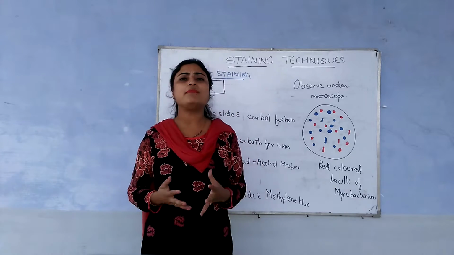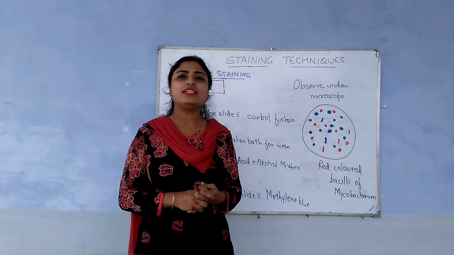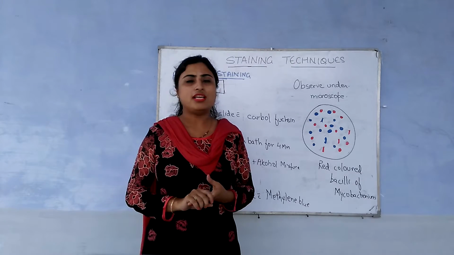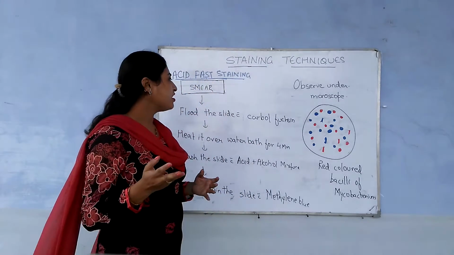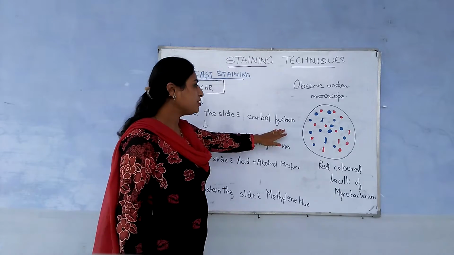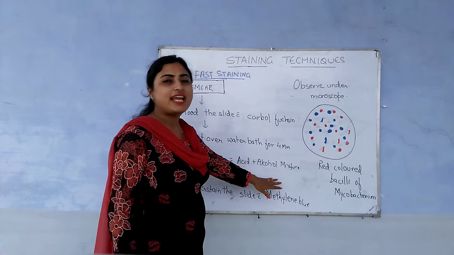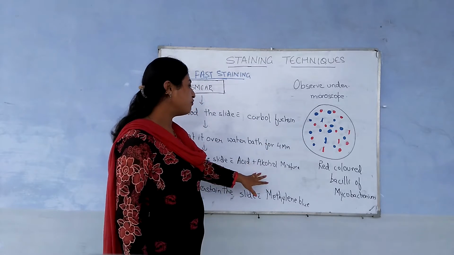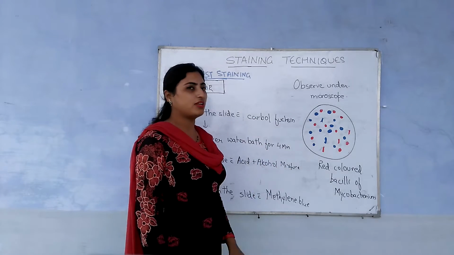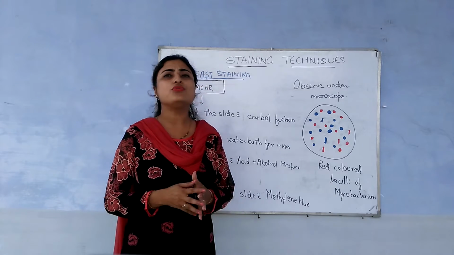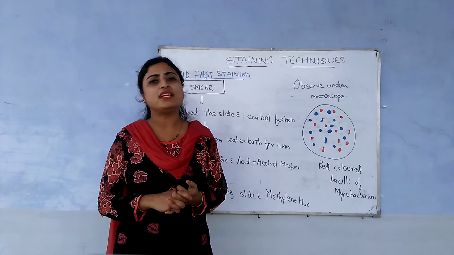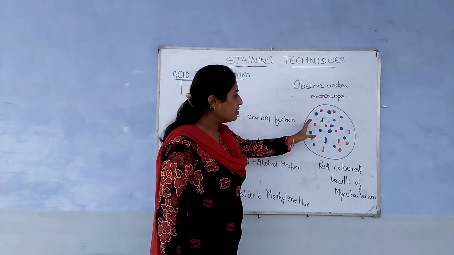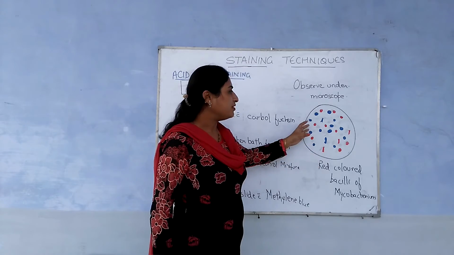Now what is the principle behind this technique? Mycobacterium species contain a waxy lipid coat around their cell wall. This lipid coat does not allow the carbol fuchsin to move out while washing with the alcohol plus acid mixture, while other bacteria lose the carbol fuchsin upon washing with the alcohol and acid mixture. Basically this technique is used for staining of acid fast bacteria. So red colored bacilli are easily observed after this staining technique.